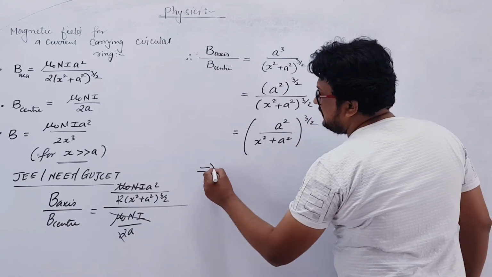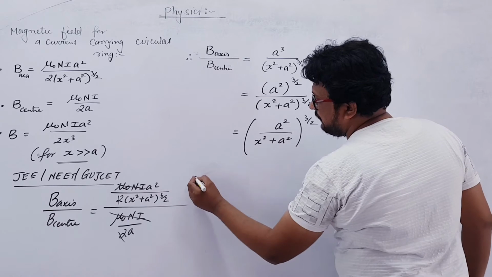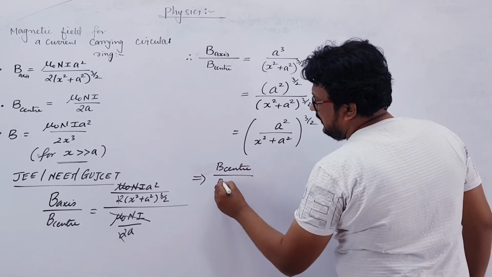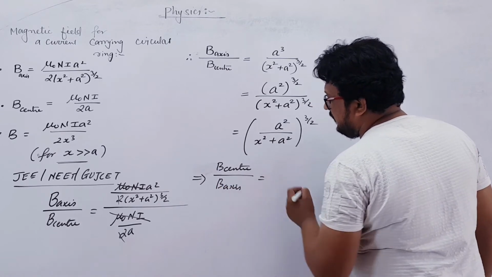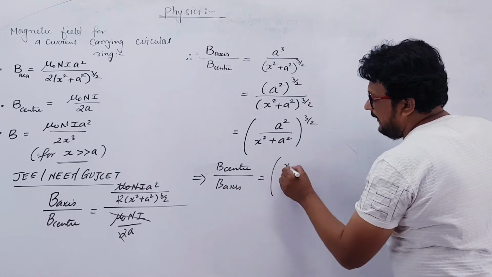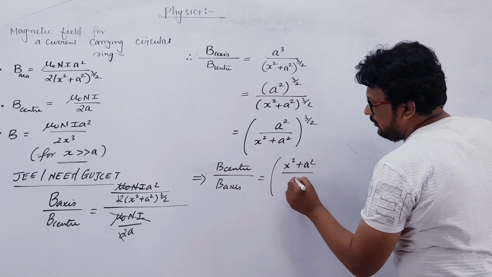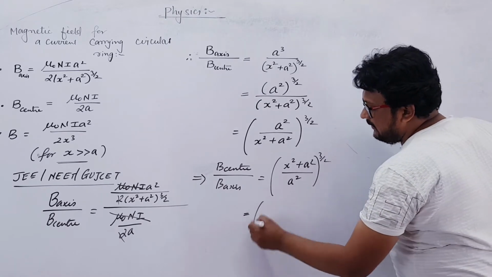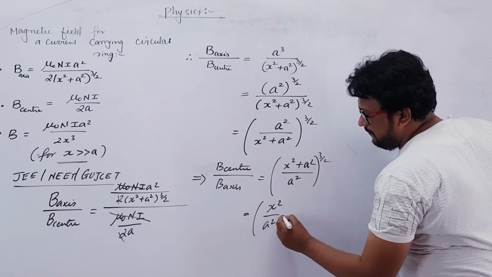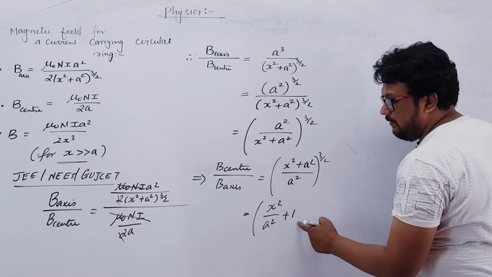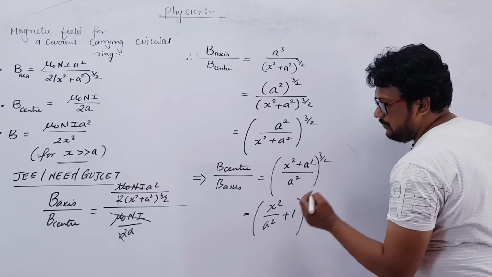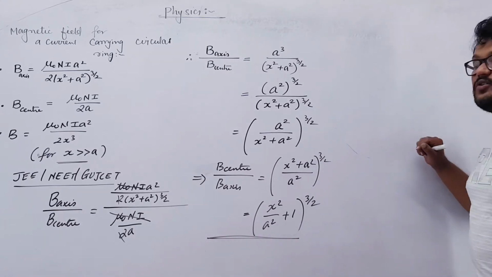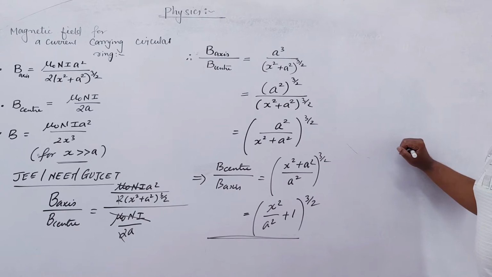Or if you rearrange this, then this implies that B of center over B of axis will be equal to x square plus a square whole upon a square whole raised to 3 by 2, or you can write x square by a square plus 1, because a square by a square will be 1, whole raised to 3 by 2. This will be the formula, and this is the important formula, right? Based on this we do have some MCQs for your entrance exam.